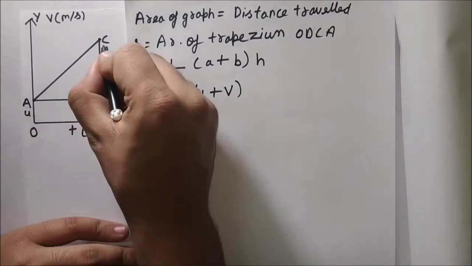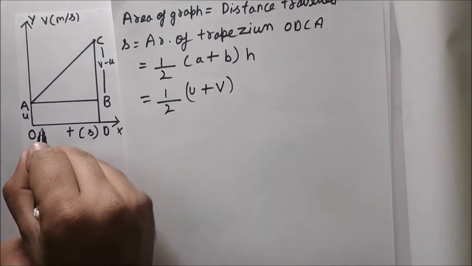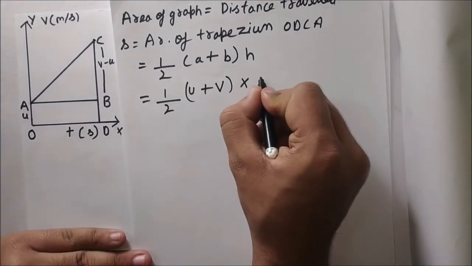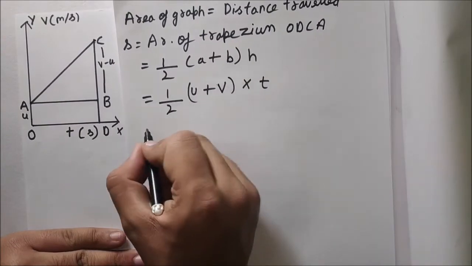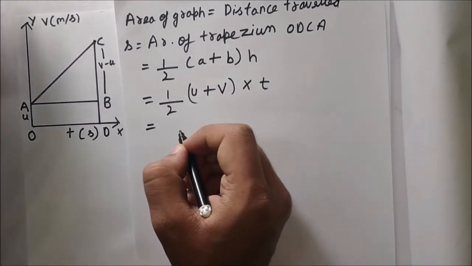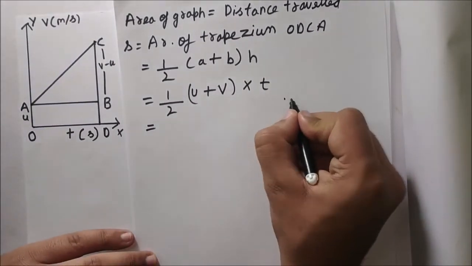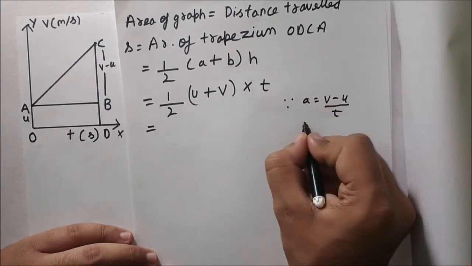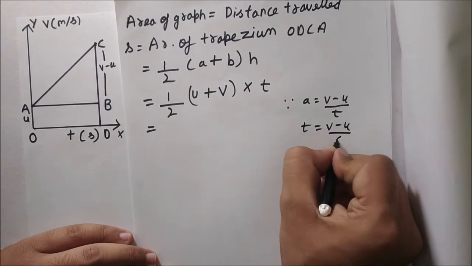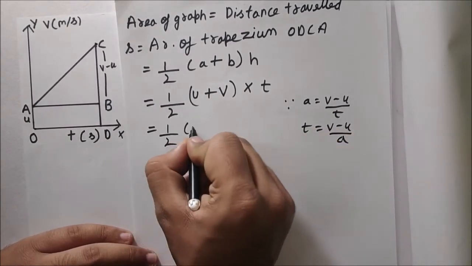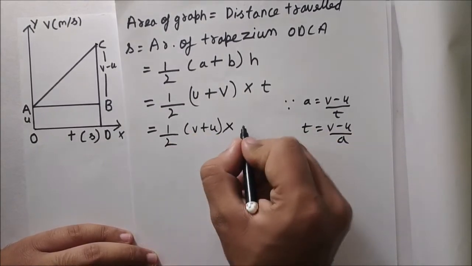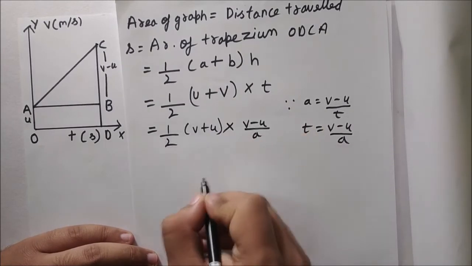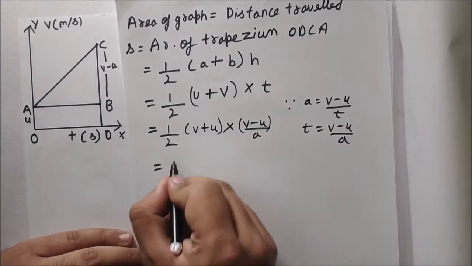So we need to write half. Now instead of A, that's OA, so that's U, plus B. B is V. So we need to write U plus V, and the height is T as OD. So we know that A equals V minus U by T. So when T goes onto the LHS, we can find the value of T, that's V minus U by A. So we can substitute V minus U by A instead of T.